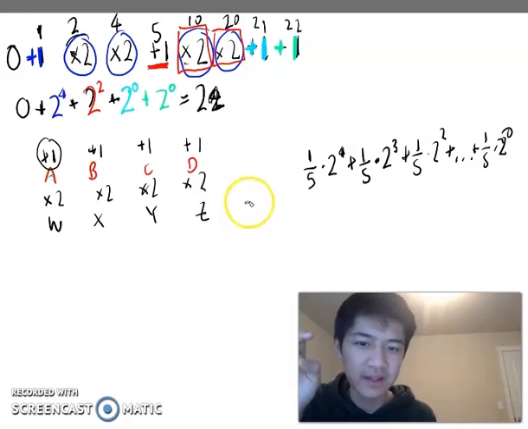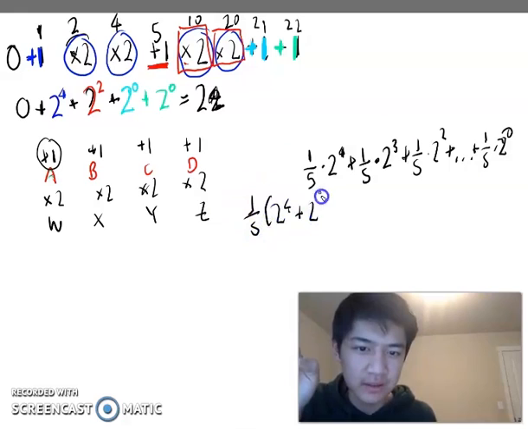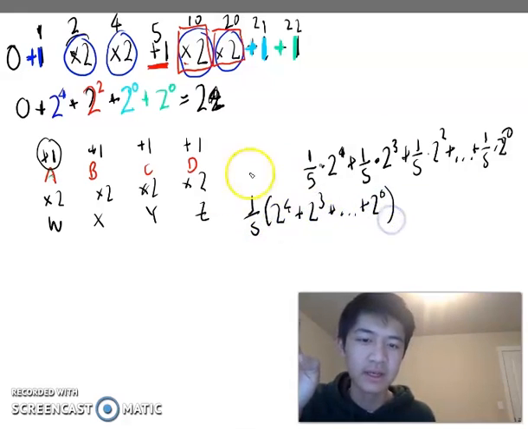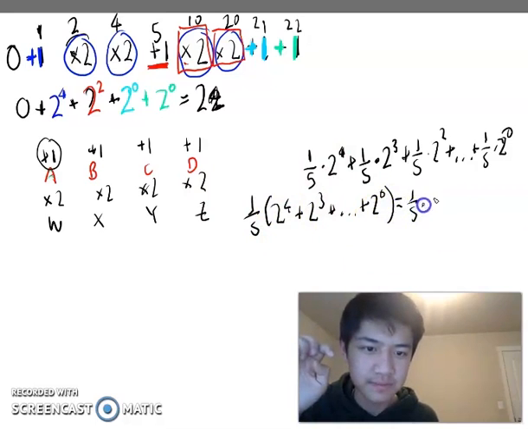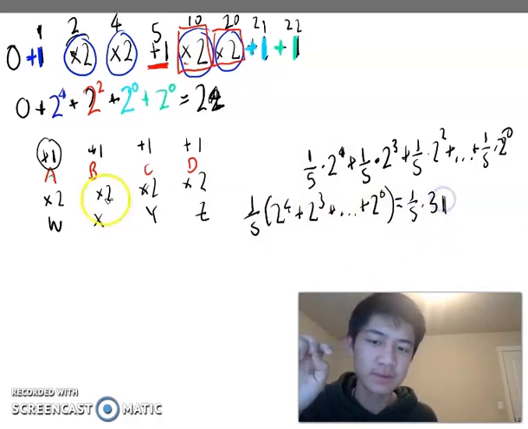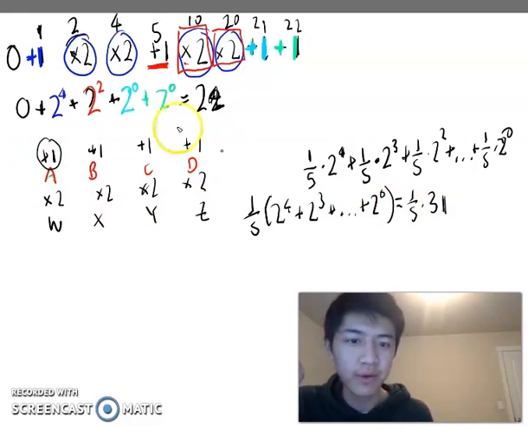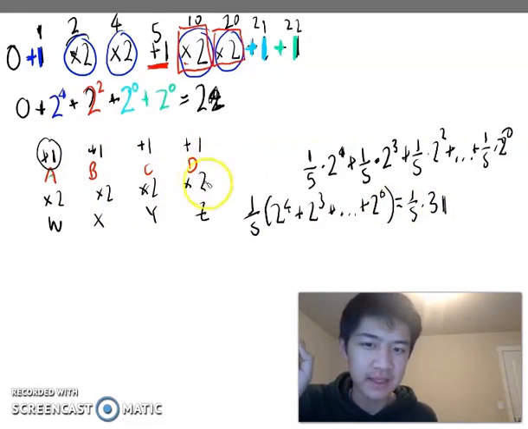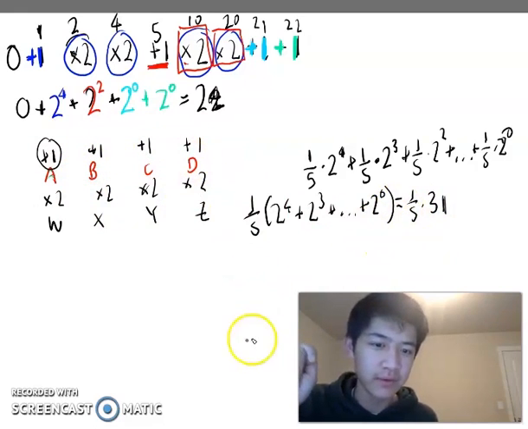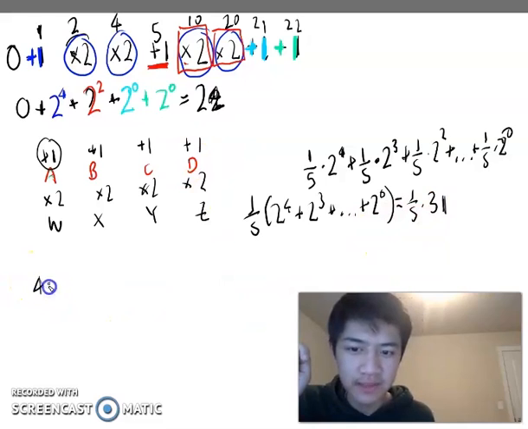If we factor the 1/5 out, then we get 1/5 times 2 to the 4 plus 2 to the 3 plus, and so on, plus 2 to the 0, sorry. This is equal to 16 plus 8 plus 4 plus 2 plus 1, so it's 1/5 times 31. Since we have 4 different plus 1's, we do the same thing for B, C, and D, and we add all 4 of them together, so we get 4 times this 31/5 quantity.